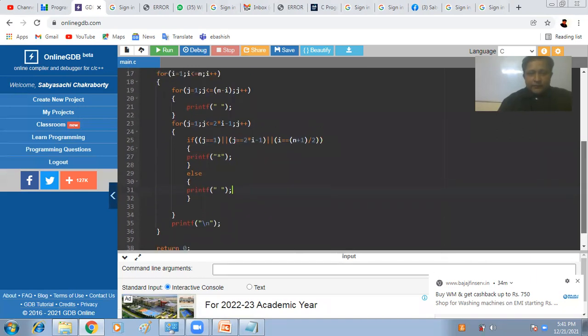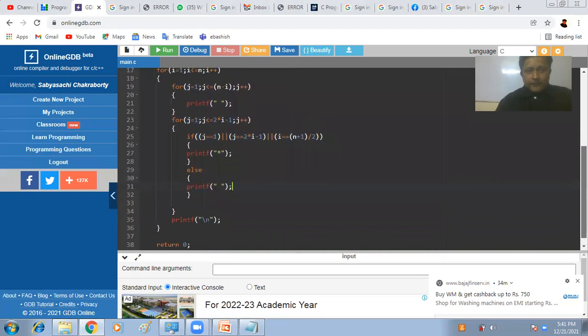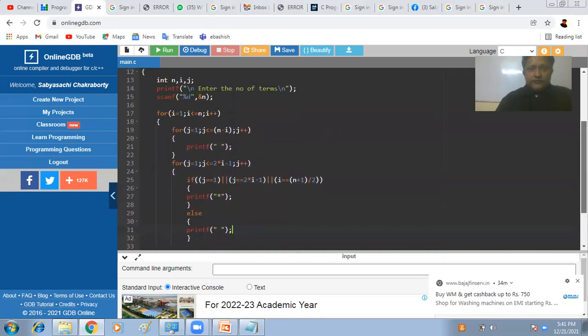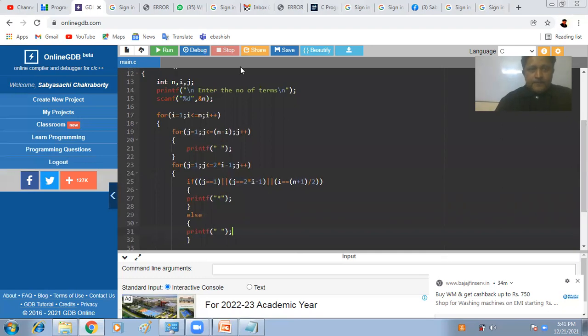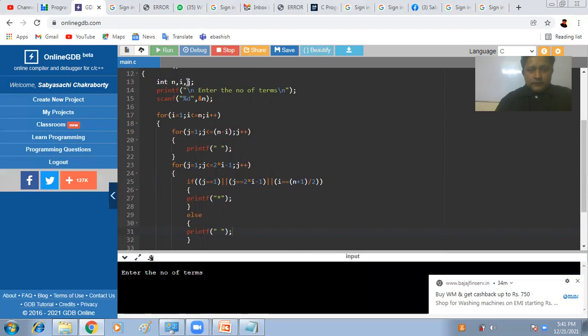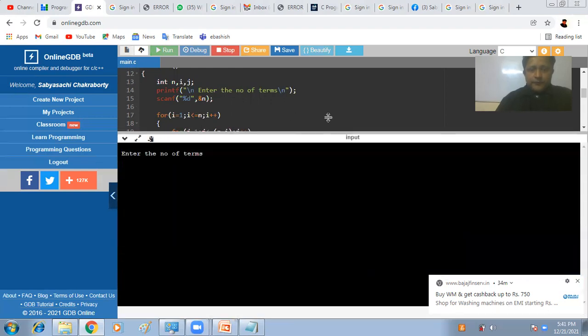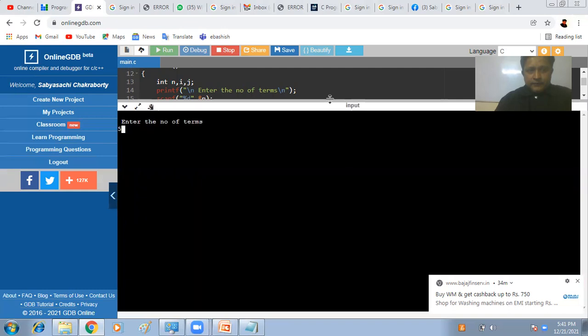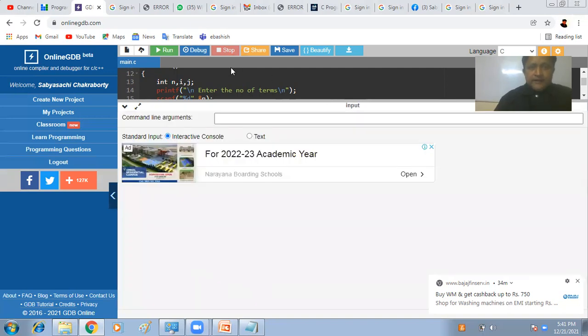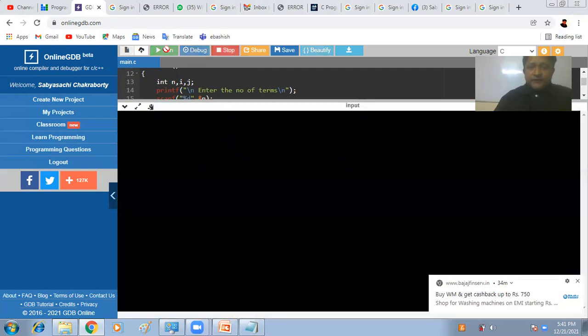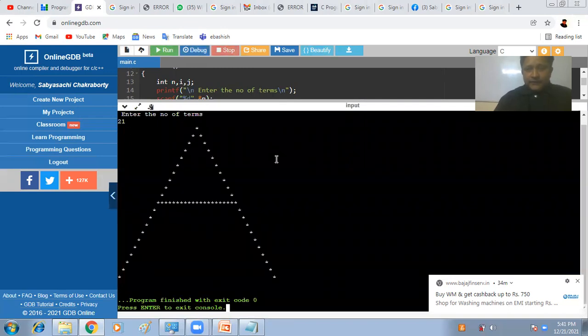Let's check whether there is any syntax error or not. Enter the number of terms. Now we are running it. We can print the A. See, the structure of A is printed. Now we can make it bigger, enlarged. We can choose any number of terms, any value of n. It is applicable for any value of n. The A is printed just like this.